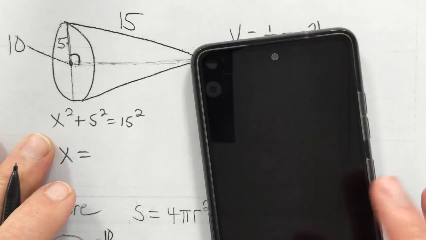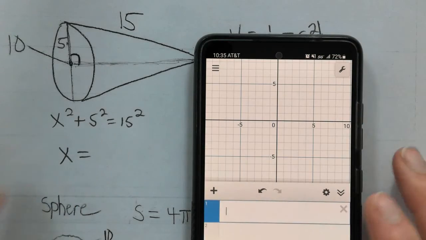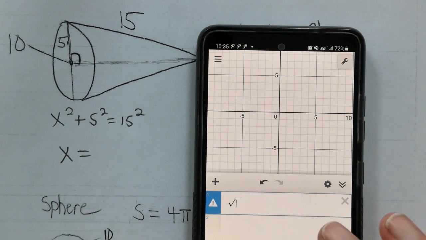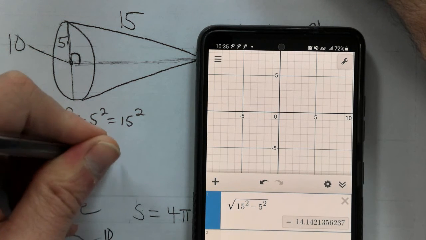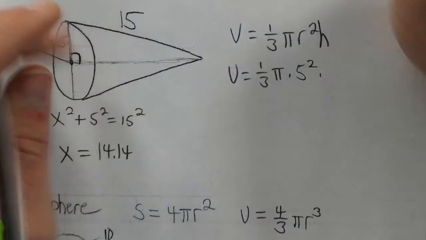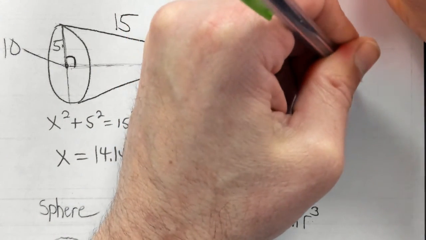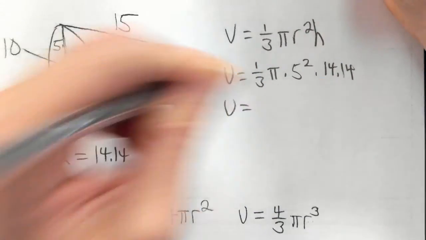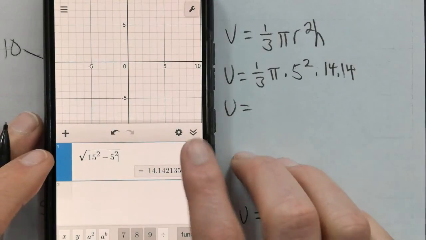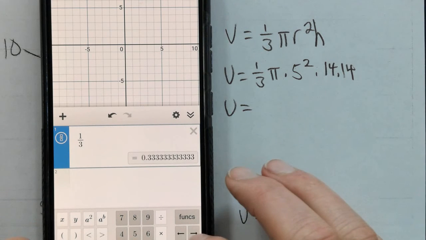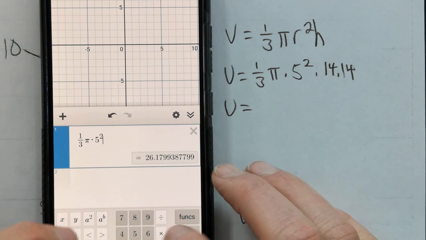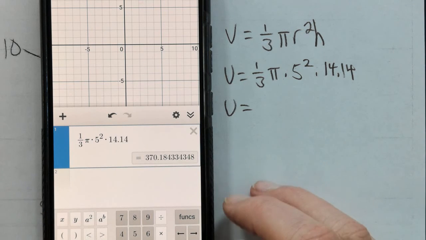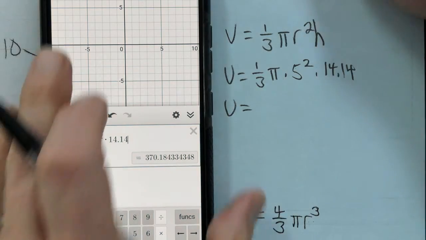So what do I need to find? I will need to find the square root of 15 squared minus 5 squared. 14.14, there's your height. So that'll go back in here, 14.14. And we're ready to finish. So we'll go 1/3 pi times 5 squared times 14.14, and 370.18. There's your answer.